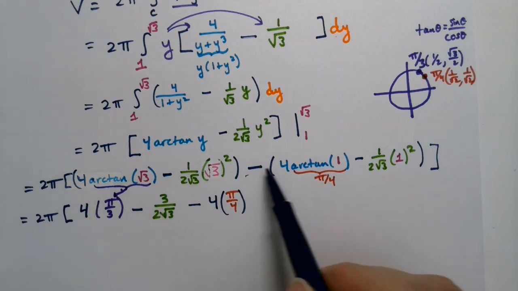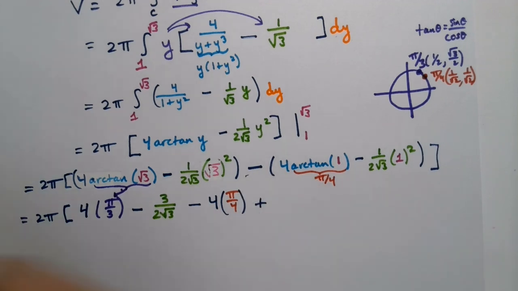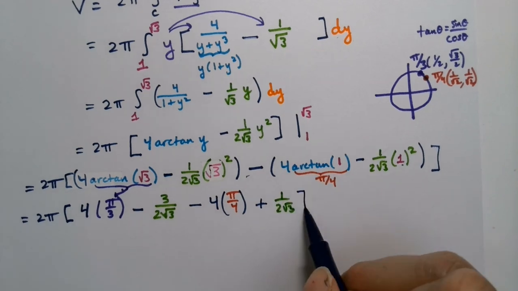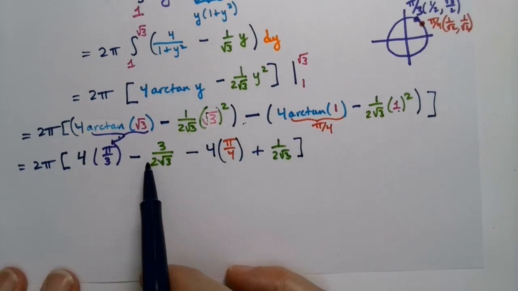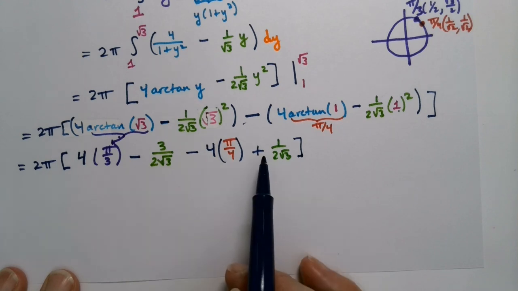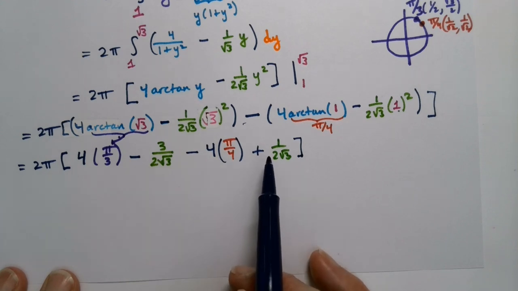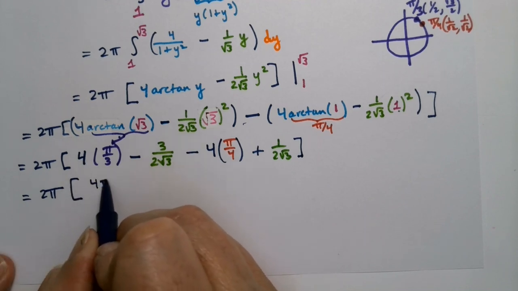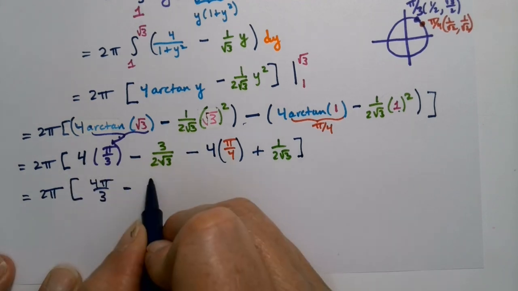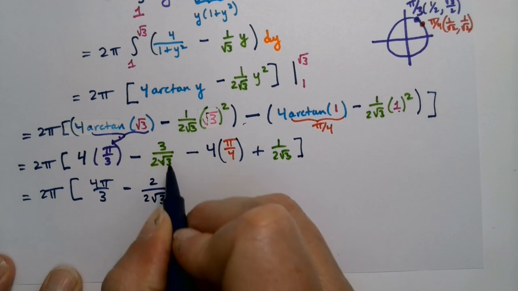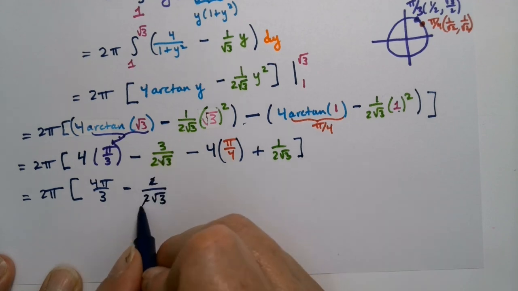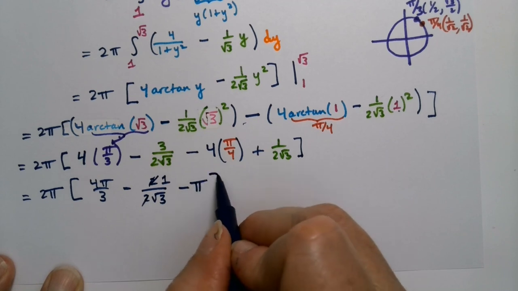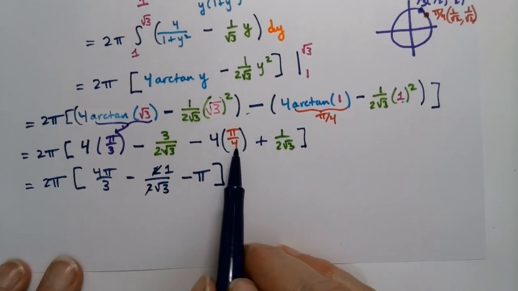Oh, but it's minus a minus. Sorry, so that's plus 1 over 2 square root of 3. Okay, minus and plus, those are like terms, so those make 2 over 2 square root of 3. So easy peasy there. So it's 2 pi, 4 pi over 3. I'm done with colors. Minus 2 over 2 square root of 3, because 3 and 1 make 2. And that's actually going to cancel and make it just 1 over 2 square root of 3. And then minus pi, right? Because 4 over 4 makes pi.